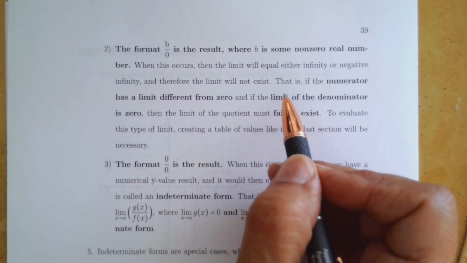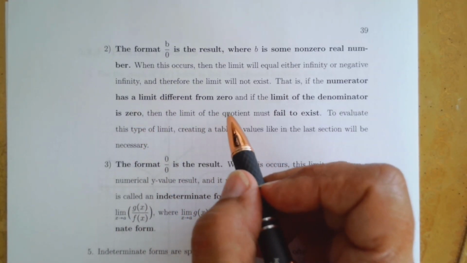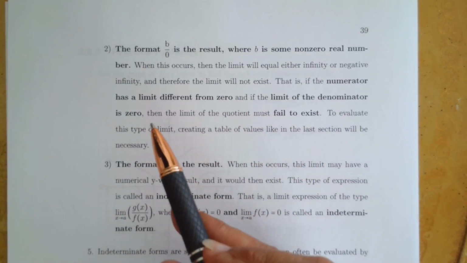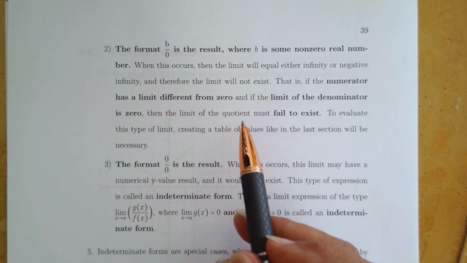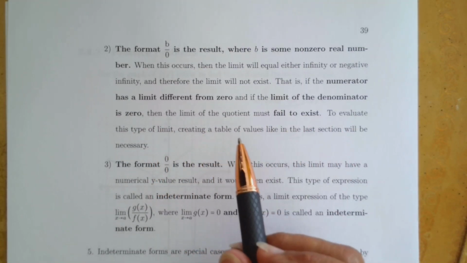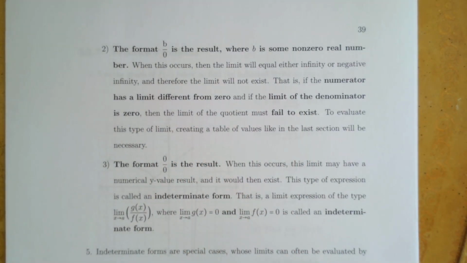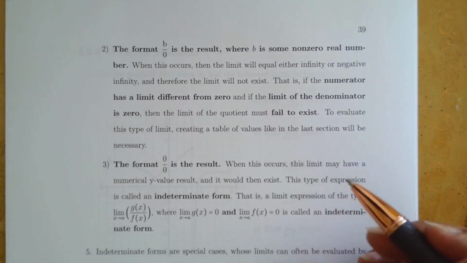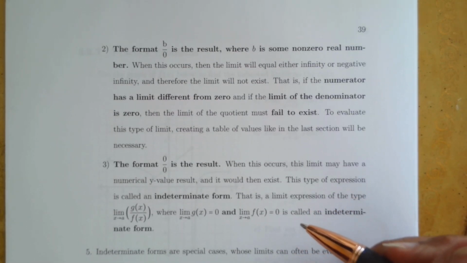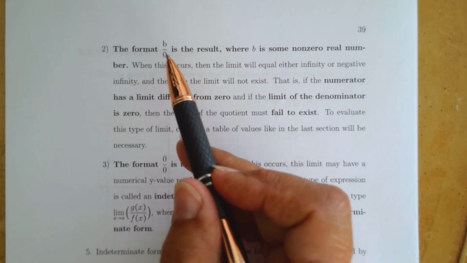So it goes on a little further to explain this, that is, if the numerator has a limit different from 0, and if the limit of the denominator is 0, then the limit of the quotient must fail to exist. It says to evaluate this type of limit, create a table of values like we did in the last section. So remember in the last section, we could see when we did our table, if the numbers kept getting bigger and bigger towards positive infinity, then we knew it went to positive infinity. If the numbers got smaller and smaller, then that was going to negative infinity. So it's nice to be able to plug in the number automatically and kind of know what to expect.